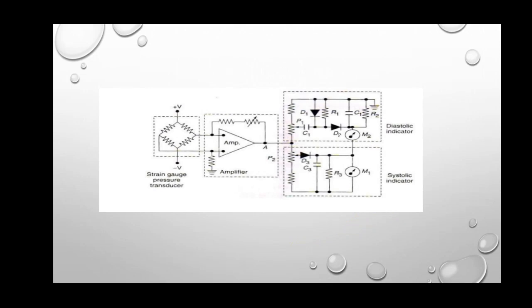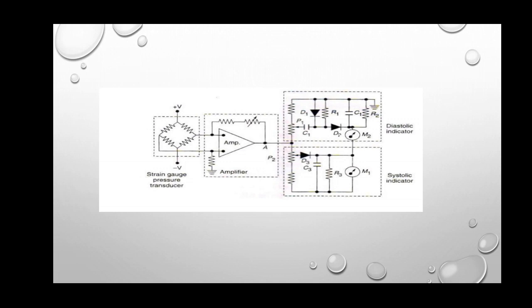In this circuit, for the measurement, first we see the strain gauge transducer. This transducer will convert the measured pressure into an electrical signal. Next we see the amplifier, which is used to amplify the electrical signal. Now at the end of the amplifier we have the output. If the output signal is at positive peak value, diode D3 will be on, the capacitor will be charging, and the resistor RC combination is used for giving a stable display in the meter.